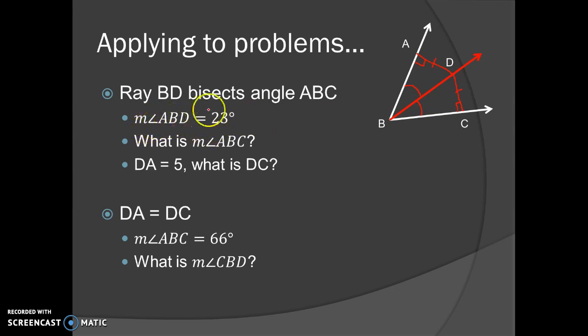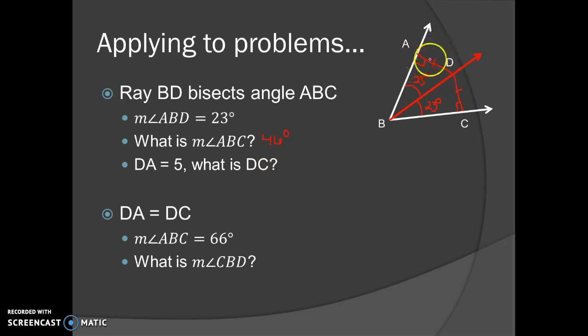So this first part says that ABD, this small angle here, is 23 degrees. So the question is, what is the measure of ABC? Well, if ABD is 23, remember this is an angle bisector, so this one is also 23 degrees, which means that the whole angle ABC is going to be 23 plus 23, which is 46 degrees.